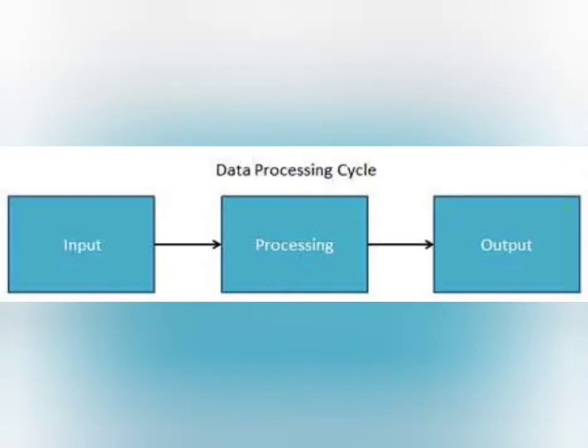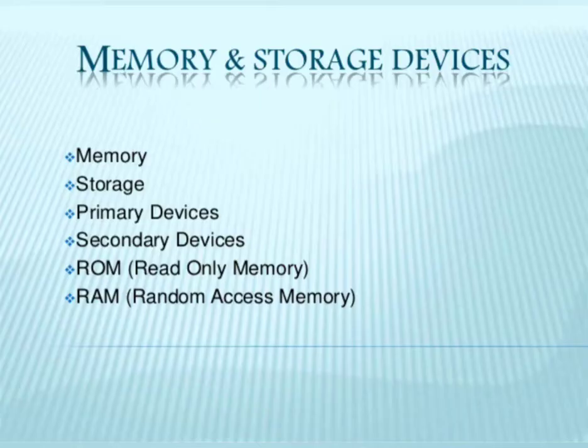Examples: what is the data processing cycle? Input, processing and output. Firstly, we give input to the computer, then that input is processed and gives us output. Data is input and output is information.